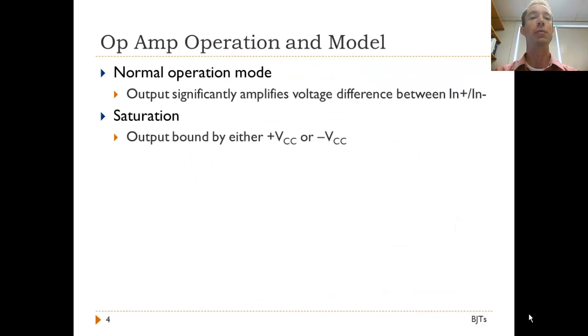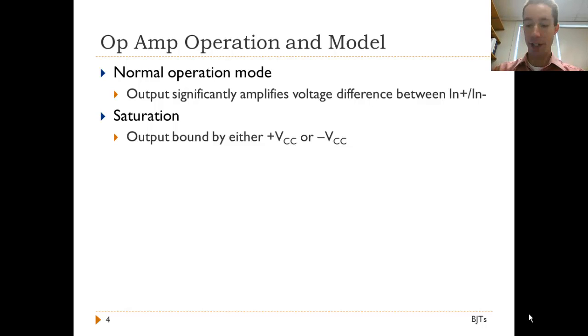Op-amps operate in one of 2 major modes. During normal operation, i.e. when the output is not bounded by the supply voltages, the output significantly amplifies the voltage difference between the 2 input terminals. If the output is bounded by either the low or high supply voltages, then the op-amp is said to be operating in saturation. Our main focus will be on analyzing circuits assumed to be in the normal operation mode.